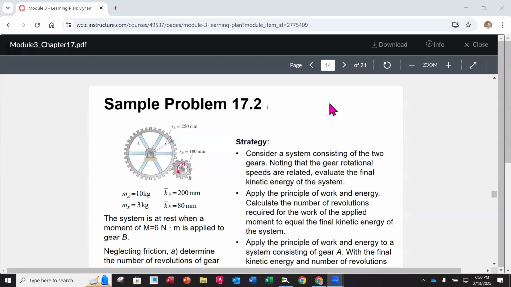All right. Okay, so we're ready to start looking at sample problem 17-2, and this is going to be a gear problem. I like these. They're applications of the things that you see in our program, but then also we see gears all over the place out in industry.